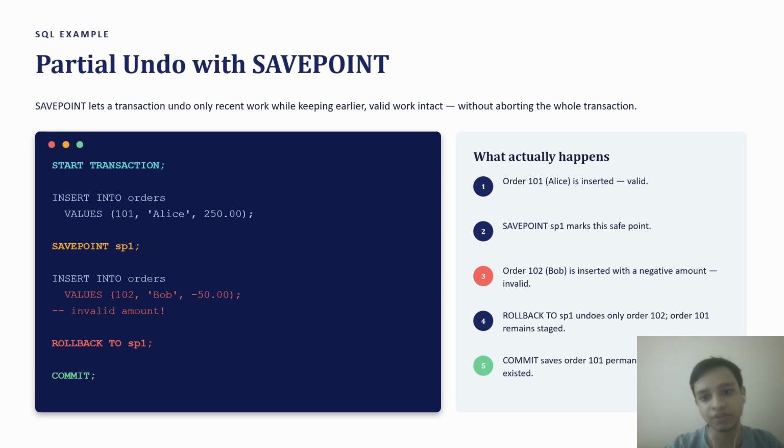Partial undo with savepoint. Now we are doing the partial commit. We start the transaction. We insert values into the orders table: 101, Alice, 250. Now we have a savepoint, which means we are putting a tag that we will continue from that point after some time. Then we insert one more value into the orders: 102, Bob, minus 150. Minus 150 is invalid.